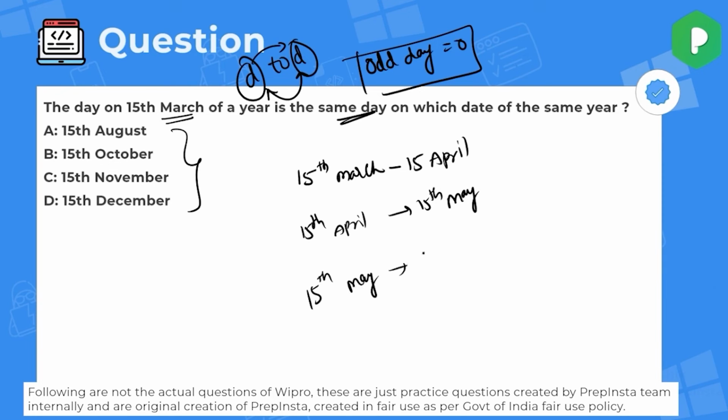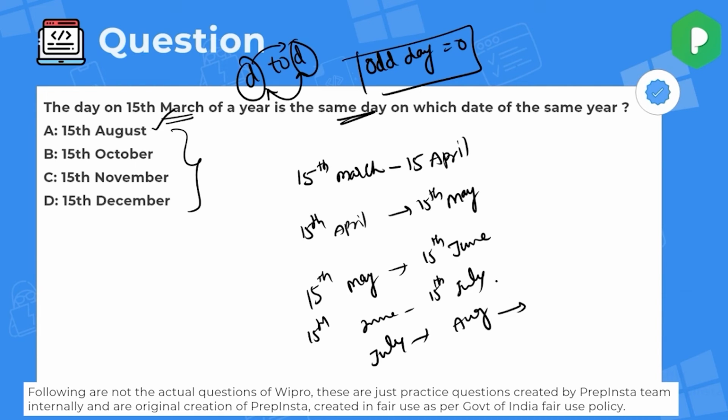May to 15th June, 15th June to 15th July, and July to August. So August was given, and at this point you will be at 15th August. These are the months we have completed from 15th March to our first option, 15th August.